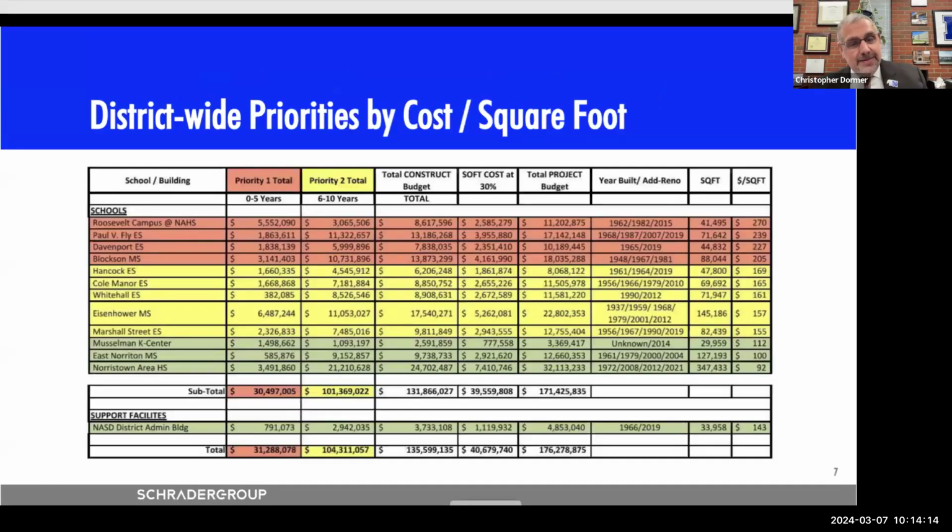I want to show this slide that was directly prepared by Schrader that broke down the work into priority 1, those things that they said are immediate needs that need to be done in the next, as they put it, 0 to 5 years. You can see the needs by building and the dollar amounts, although the work is not specified to what it is.